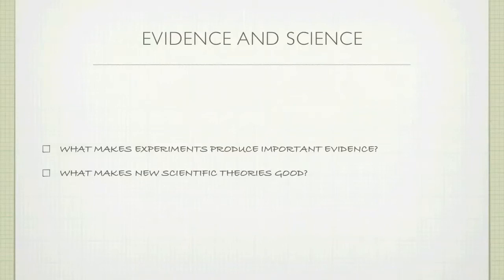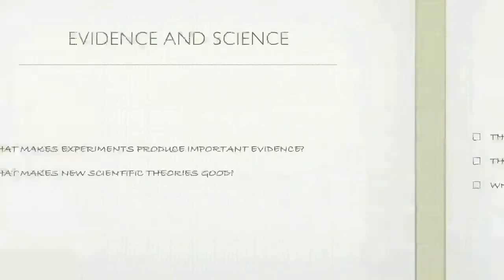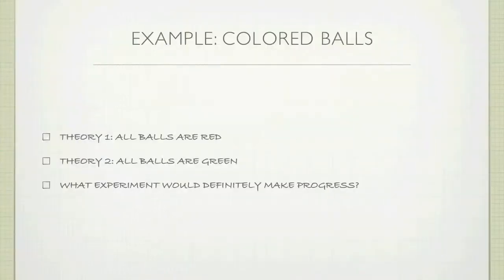And we want to know something about what would make a new scientific theory be any good, and what that has to do with evidence. So we'll start with an example. Suppose we have two theories. First one, all balls are red. The second one, all balls are green. So what kind of experiment would we need to do that would help us learn about these theories?